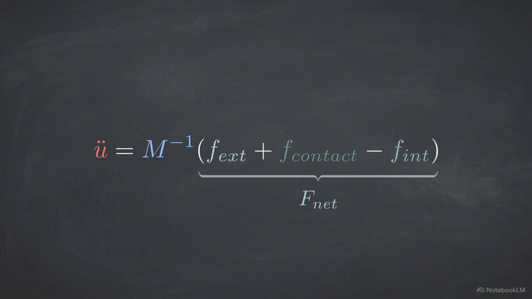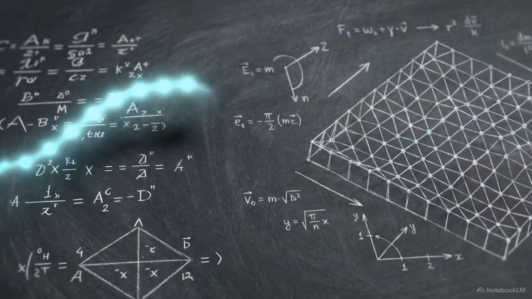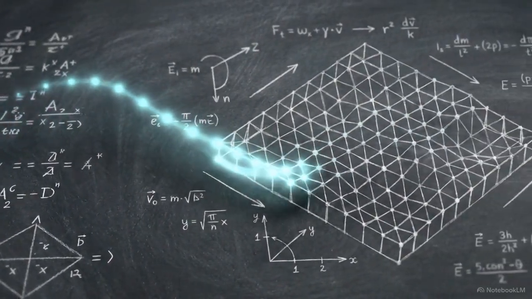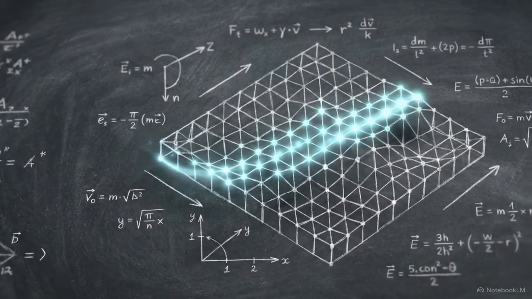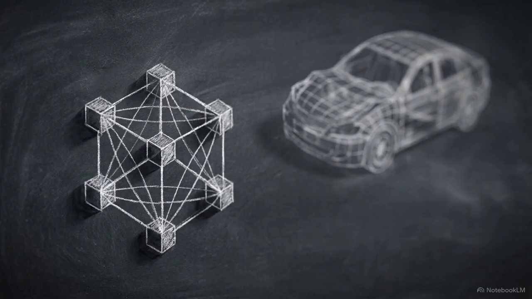The term inside the parentheses is the net force acting on the vehicle at that exact microsecond. By multiplying this net force by the inverse of the mass matrix, the solver computes acceleration for every node without solving simultaneous equations. This algebraic shift focuses the solver exclusively on the rate of change in velocity at the current moment, rather than the final position of the mesh.